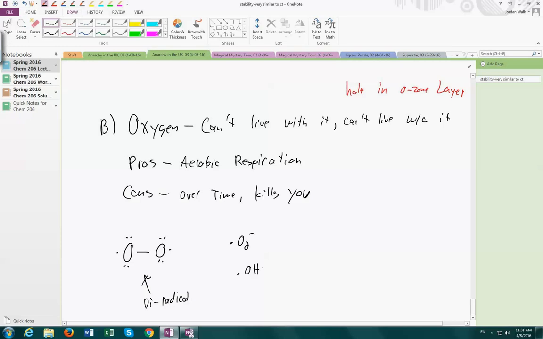It can go react with your DNA and mess that up. It can oxidize fatty acids and amino acids. By oxidizing amino acids, it deactivates enzymes. It's really, really bad stuff. It's implicated in cancer, heart disease. I think the current theory right now is that mainly oxygen is the reason we age. It's because it's just constantly doing damage to our bodies.